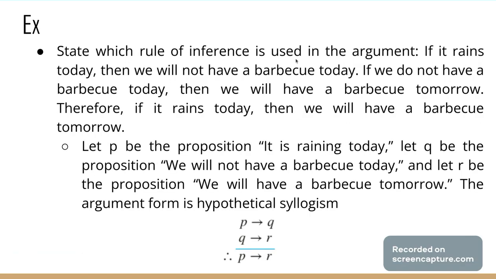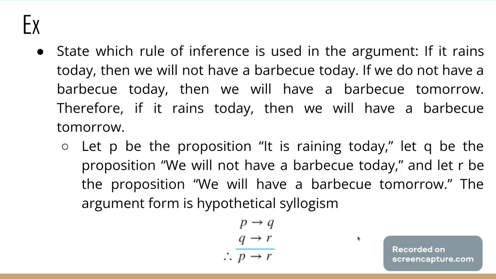Now we have the statement here. If it rains today, then we will not have a barbecue today. So this is P implies Q. If we do not have a barbecue today, then we will have a barbecue tomorrow. This is Q implies R. Therefore, if it rains today, then we will have a barbecue tomorrow. So the conclusion is of the form P implies R. And this is hypothetical syllogism. P implies Q, Q implies R, concludes that P implies R.